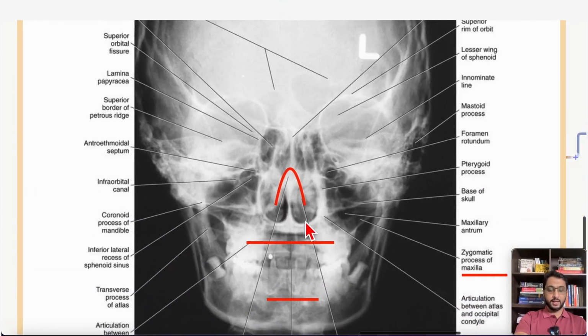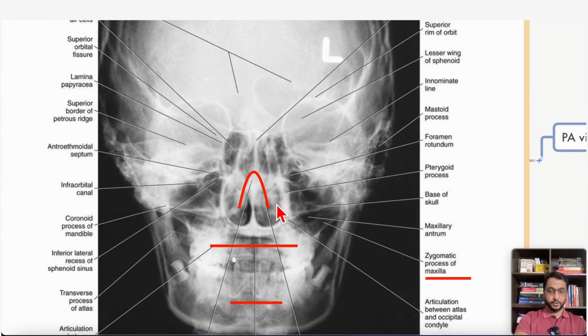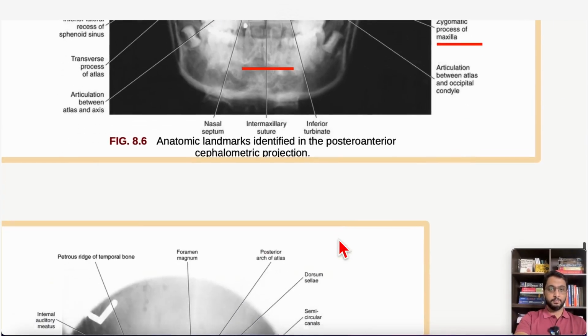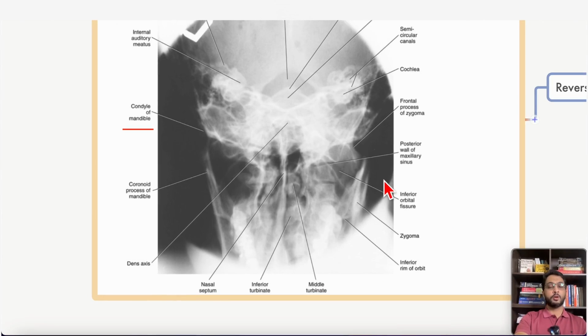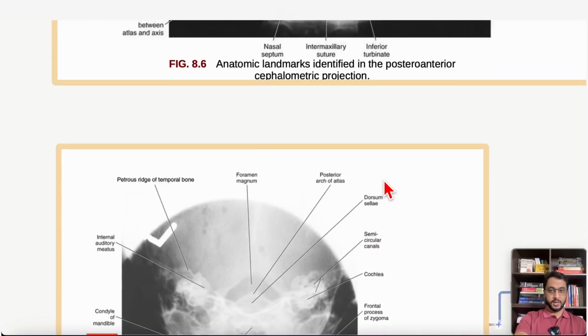You look straight, you get your nasal cavity, anterior maxilla, anterior mandible. You look down, you see your condyle. So simple it is. No confusions.